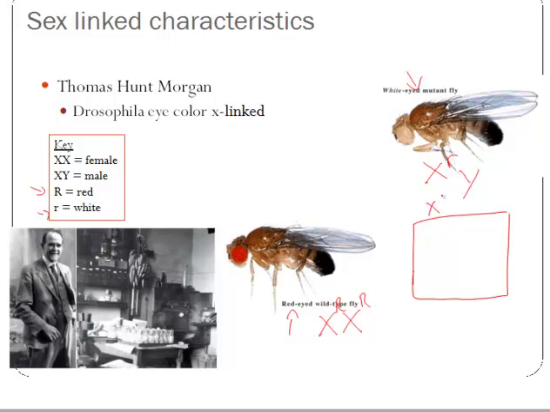Shows our X^R Y from the male, and our X's with capital R's for the female. So pull the chromosomes and the traits that they carry all the way through. And what we end up with are all of the offspring have red eyes, because all of them have at least one capital R. So all red eyes, half of them are male and half of them are female.